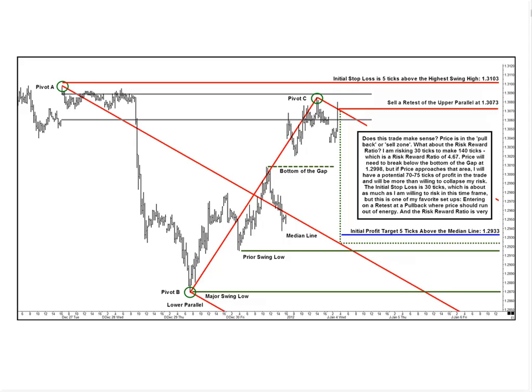So entering on a retest, I had a pullback where price should run out of energy. That's one of my bread and butter trades. The risk-reward ratio is very good, 4.67. I don't take anything less than 3. When I portfolio trade, which trades go weeks and weeks, I look for 5, 6, 7, 8, 9, 10 to 1. I'm not looking for 3 to 1. But when I trade on 20-minute or 240 minutes, I'm looking for 3 to 1 or better. 4.67 is a very nice risk-reward number.